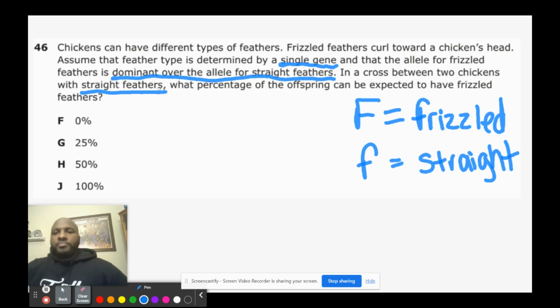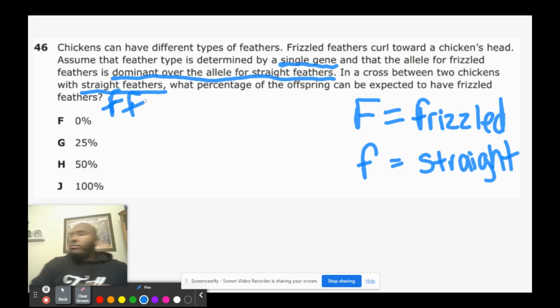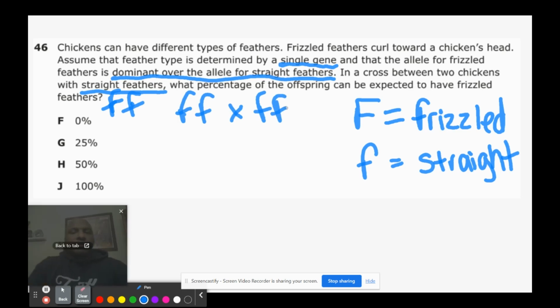So the first thing we do, again, before I start looking at answer choices, because you may see this and go, I don't know. Why are you asking me this? I'm asking you this because you know how to do this. We just got to put a little work in. So we know that the two chickens have straight feathers. So we know that frizzled is dominant over straight. So we know straight genotype is going to be little f, right? So what we have is parents that are little f crossing with little f.